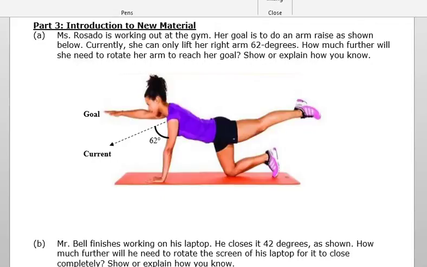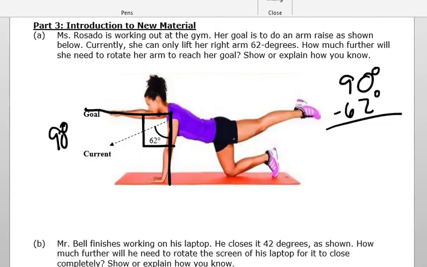Okay, so it's hard when you're working with a body line because nothing is absolutely perfectly a certain degree. But we are going to assume that their goal here is to get this right angle, to get to a 90-degree angle, okay? She's already at a 62-degree angle. How much further does she have to go? Well, I'm just going to do 90 minus 62. I believe that's going to get me 28. Yep. So she has 28 more degrees to go.